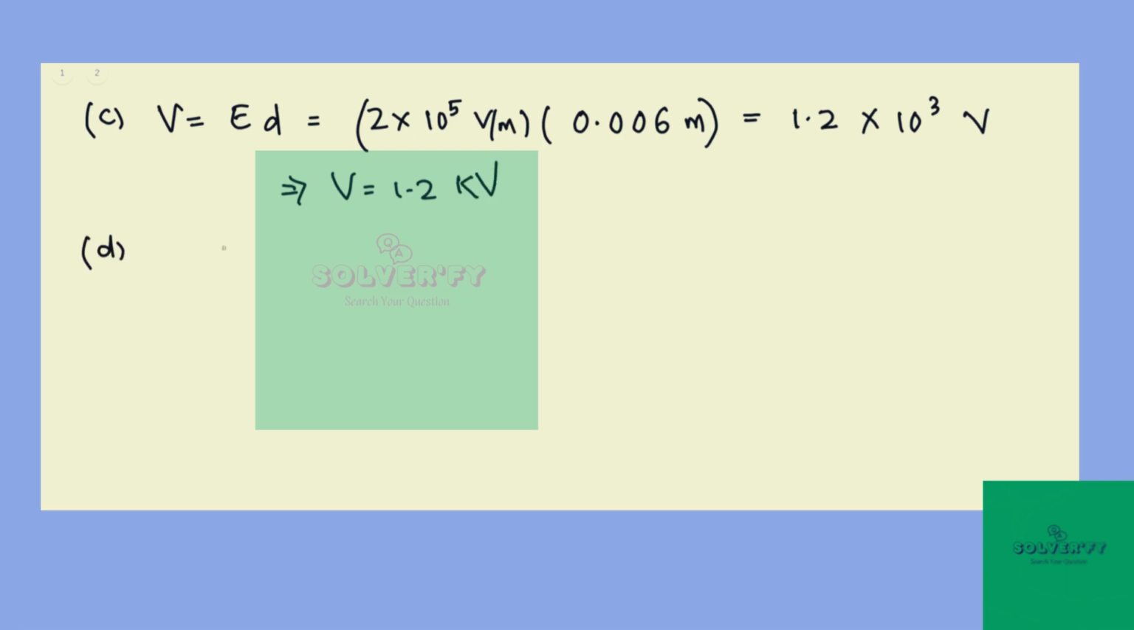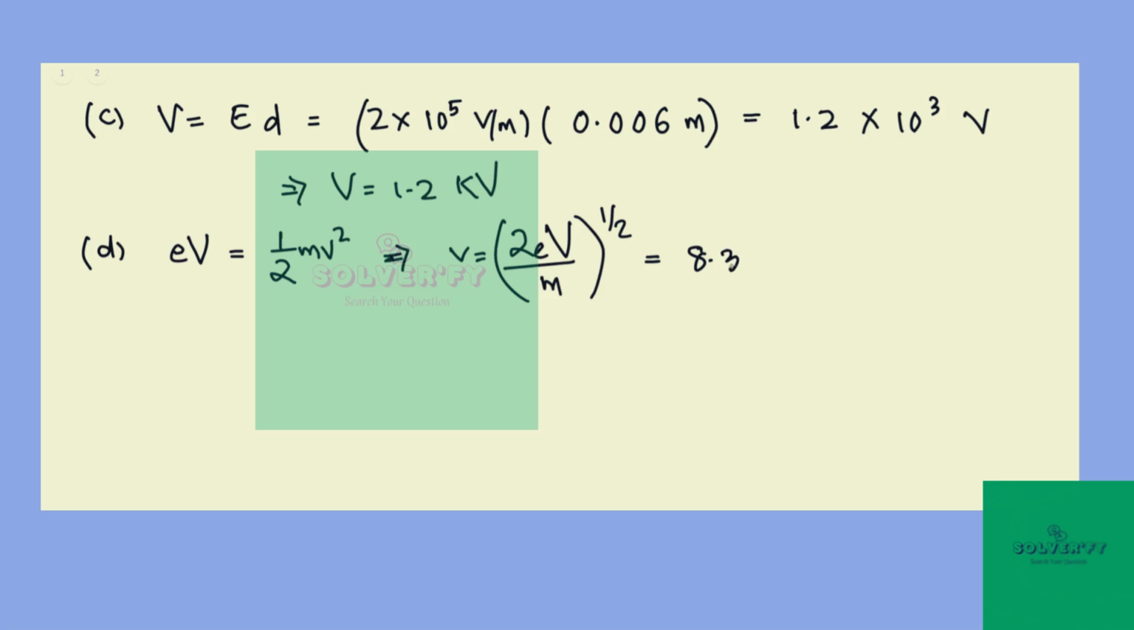For part D, we are going to match the energy. So energy is basically e times V, the potential energy, and this is equal to the kinetic energy. So this is basically conservation of energy that we are applying, and this gives the velocity to be the root of 2 times e times the voltage over m, and this gives the velocity to be 8.32 times 10 to the power 5 meter per second.